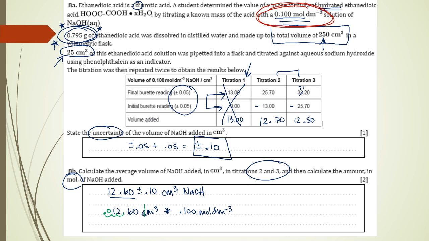So 0.01260 cubic decimeters times 0.100 moles per cubic decimeter. So what happens here, of course, is my dm^3 and dm^-3 cancel out. We're left with moles, which is exactly what my question asked me to find. This is easy math. Multiply by 0.1 means we're going to move that decimal place backwards just one more time. So we end up with 0.001260 moles of sodium hydroxide. Hold on to that number. We're going to need it on the next page.